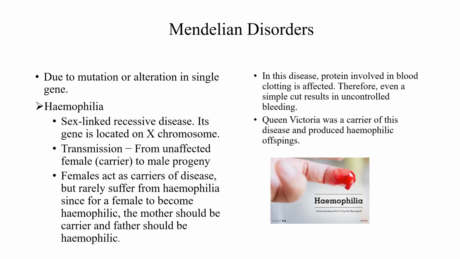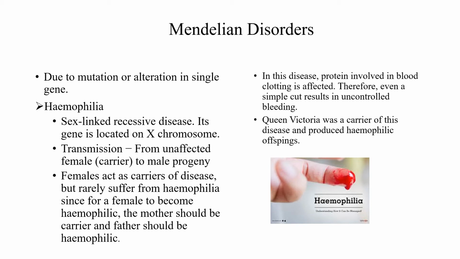First we can see hemophilia. Already you know hemophilia is continuous oozing of blood from the wound. There is no clotting. It was found in Queen Elizabeth's family, so it is known as the royal disease. This is mainly a sex-linked recessive disease. The gene which creates this hemophilia is located on the X chromosome. So transmission is from unaffected female to male progeny. So the female acts like a carrier. Females act as carriers of the disease.